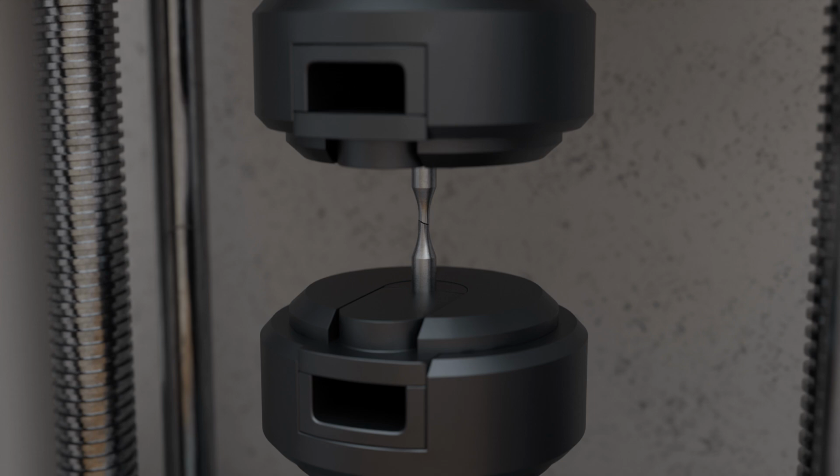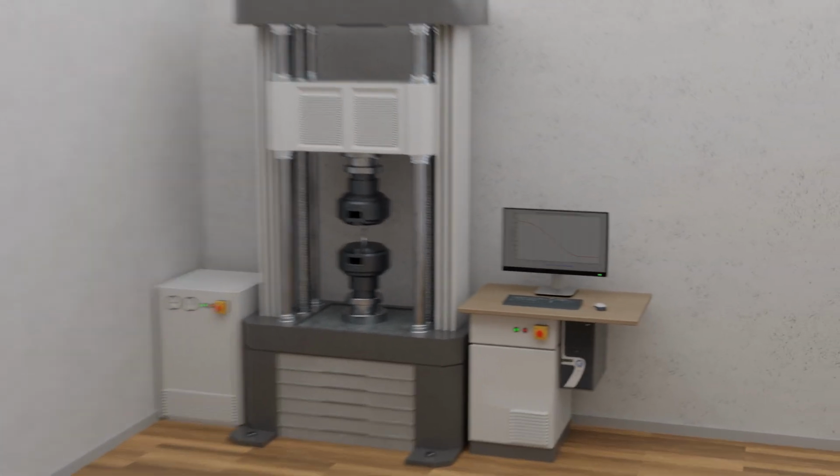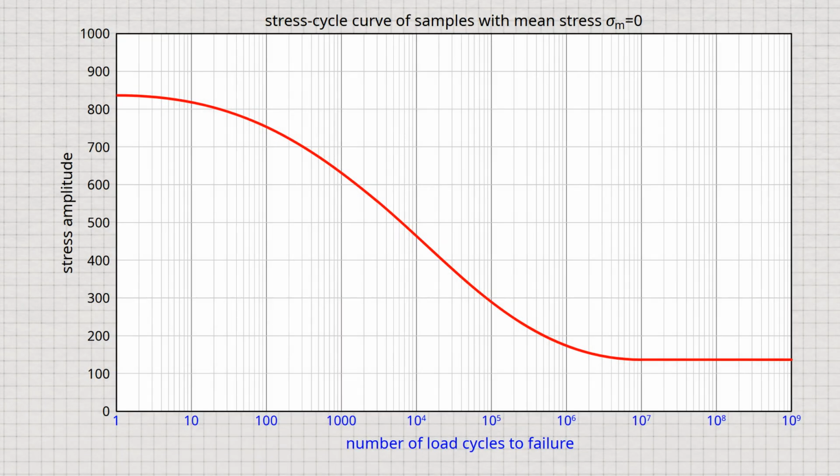By testing several specimens at different stress amplitudes, the stress cycle curve, also known as the Wöhler curve, is created. This graph shows the allowable stress amplitude as a function of the number of load cycles to failure. The graph can be used to determine how many load cycles a sample can withstand at a given stress amplitude. For example, a stress amplitude of 500 newtons per square millimeter will give a number of load cycles to failure of 6,200.